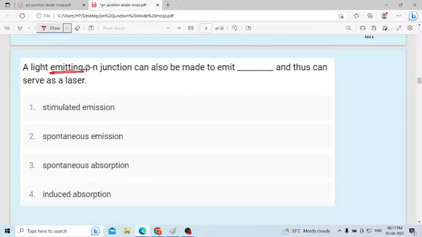Tell me. Think. I explained everything, all the concepts I explained. At least try. If it is wrong also, no problem. At least try. Which type of emission? Tell me. Try.